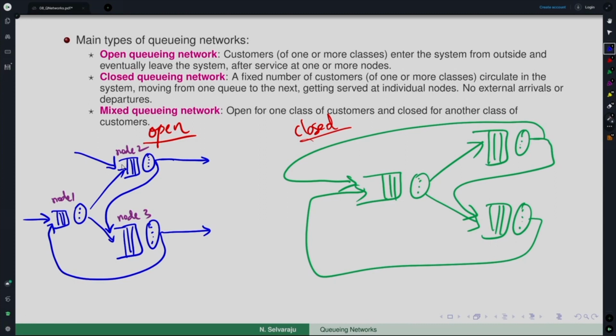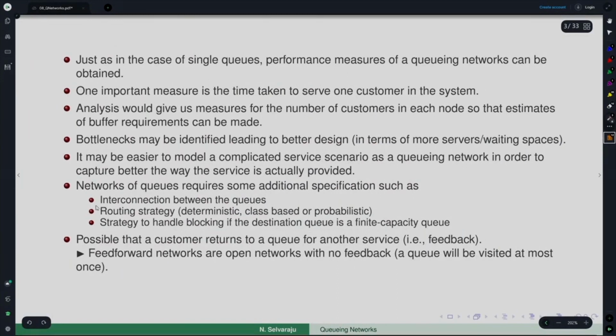So the interconnection is an important component here, and that really makes this a network. After he finishes service in one particular node, what is the next node for the customer, right. That has to be specified by the interconnection. That is important. The second is the routing strategy, which could be deterministic.